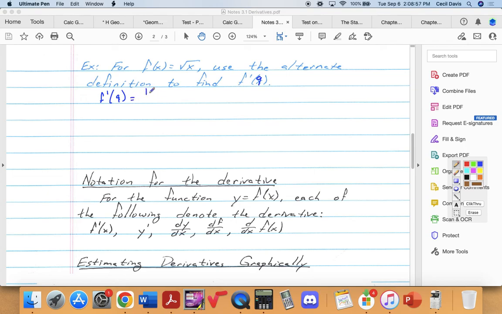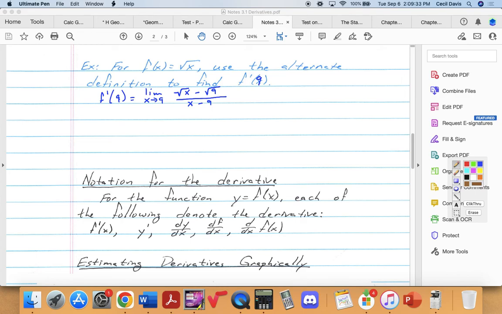will be equal to the limit as x goes to 9 of f of x, which is the square root of x, minus f of 9, that's the square root of 9, over x minus 9.